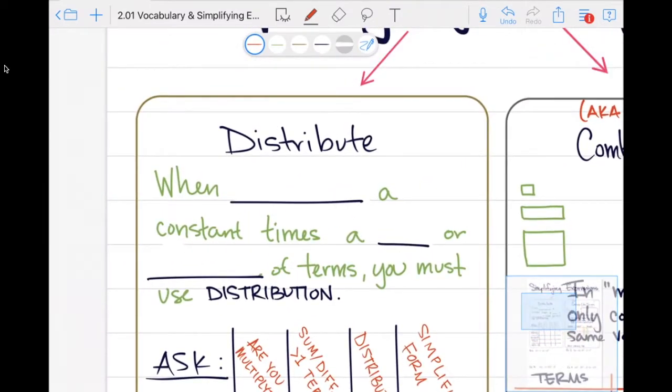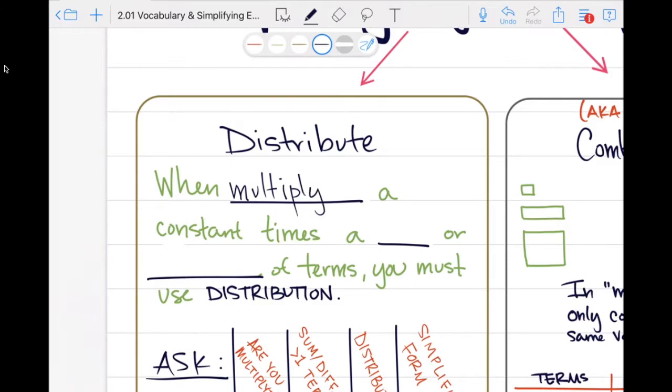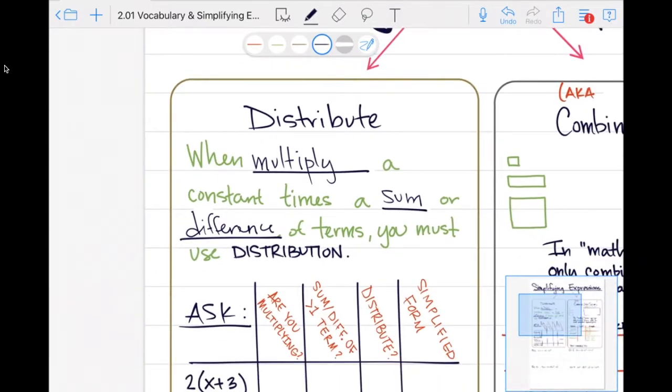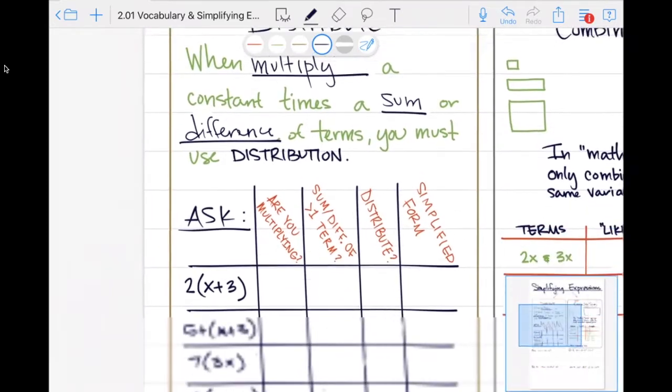So there's a specific time that you distribute, and it's when you multiply a constant times a sum or difference of terms. So let's look at situations that would be distribution and some that are not distribution.